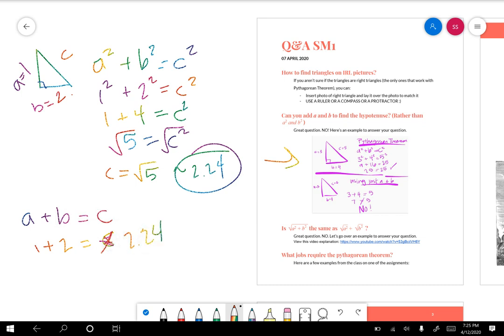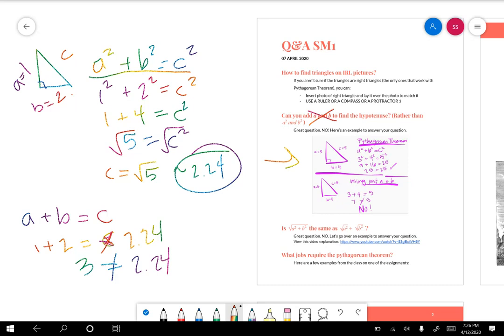Now 1 plus 2 we know is 3, and 3 is not the same as 2.24. Therefore, no, you cannot use A and B to find the hypotenuse. You have to use the Pythagorean theorem as is. So A squared plus B squared equals C squared.